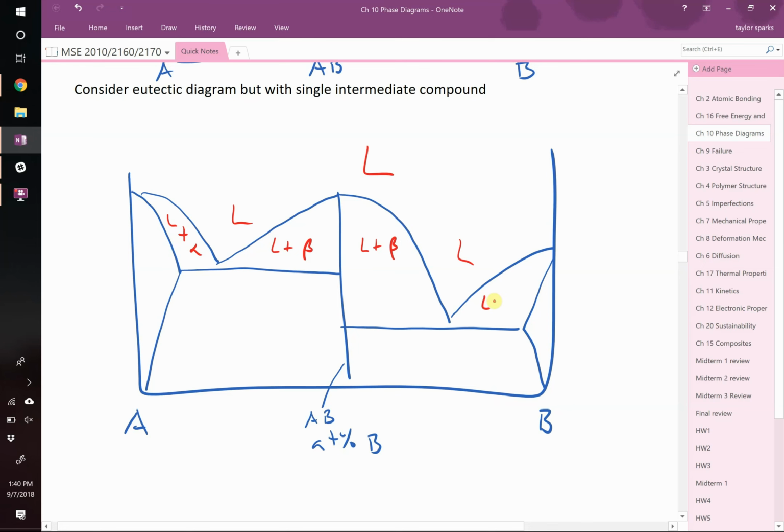Over here, let's call this liquid plus gamma, which makes this gamma, which makes this gamma plus beta, because this whole line compound, that whole thing is beta, which makes this beta plus something. We'll call that alpha, so this must be beta plus alpha.